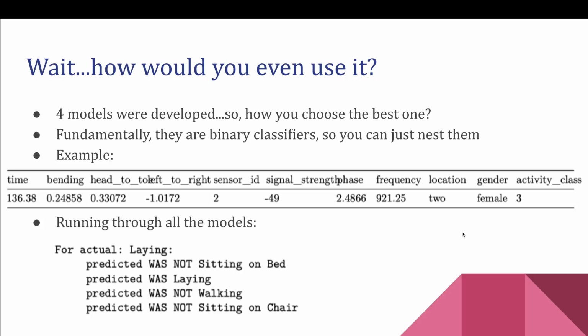And to close out here, how would we even use this? We said we developed these 4 models, but how do we choose the best one? Well, fundamentally, they're binary classifiers. So if we take an example reading here, we could just run it through all the models. The activity class maps to 3, which maps to laying. And as we see here, we run it through all the models, and the predicted class was laying. So this actually worked out well.